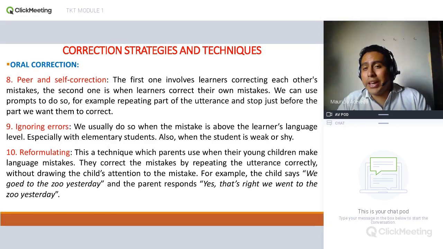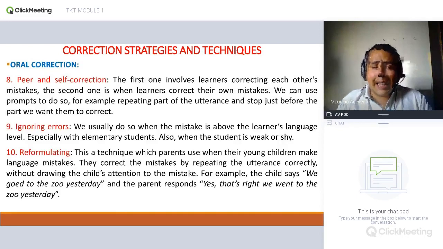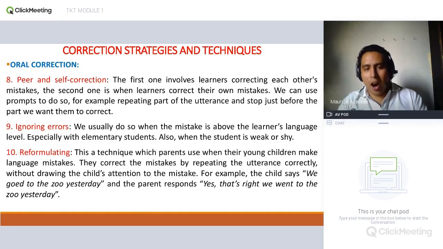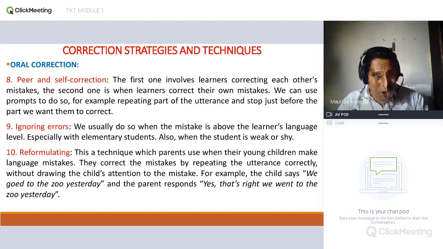So what is this? Ignoring errors. For example, you teach children, you know that they don't have lots of grammar rules, that they don't even know what present perfect is, or vocabulary. So maybe the very small ones say, I like my perro. Something like that. Maybe you would say, no, it's not perro. It's dog. I like my dog. I love my dog. That's okay, right? You need to correct it.